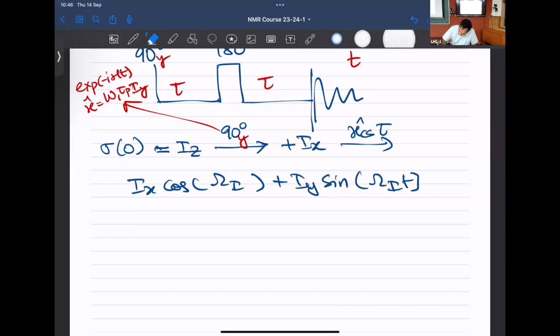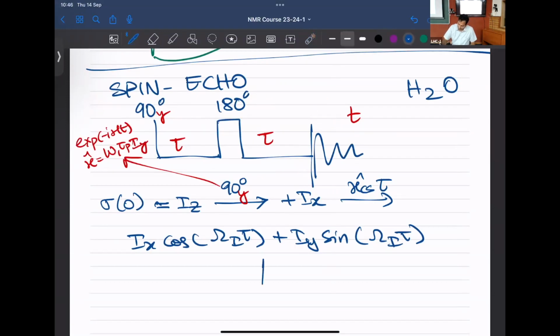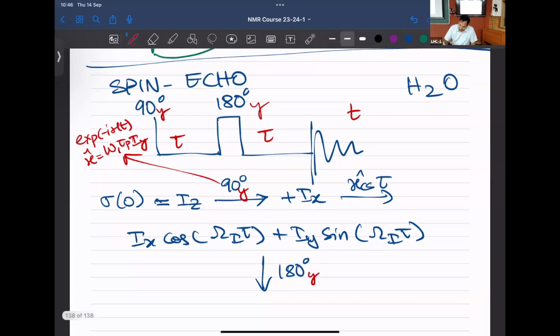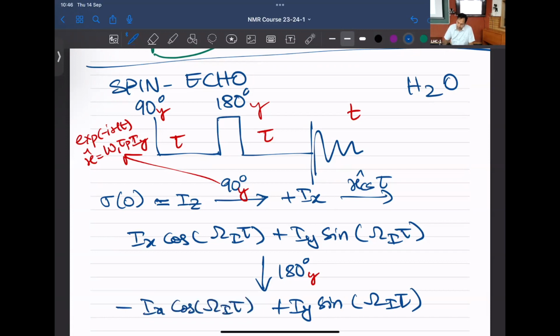Not t, tau. Followed by this, the next step what's happening is that we are applying a 180-degree pulse. What phase do you guys want? X or Y? Okay, I'll take Y. Therefore, what is going to happen? If you end up applying along the Y phase, Y component will not change. Everybody agrees with that because you're applying along the vector itself. No change will happen to the vector. On the other hand, the X component will change. So it's going to go to minus Ix cos omega it, tau.